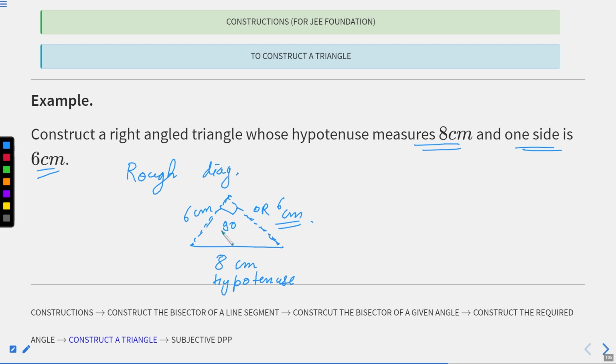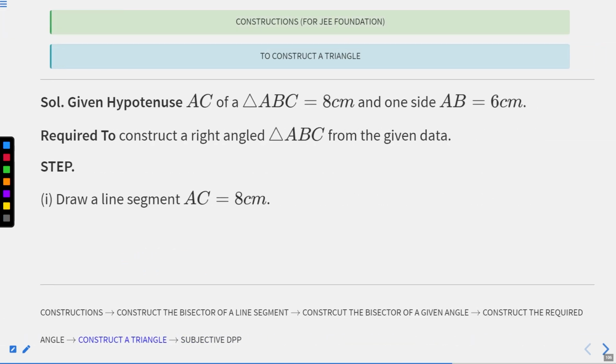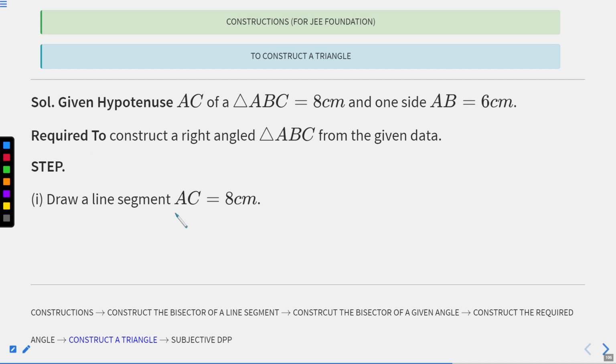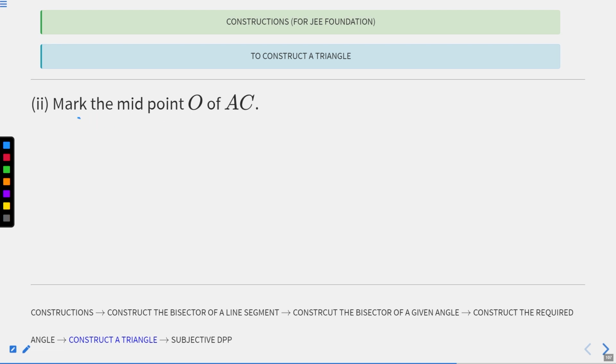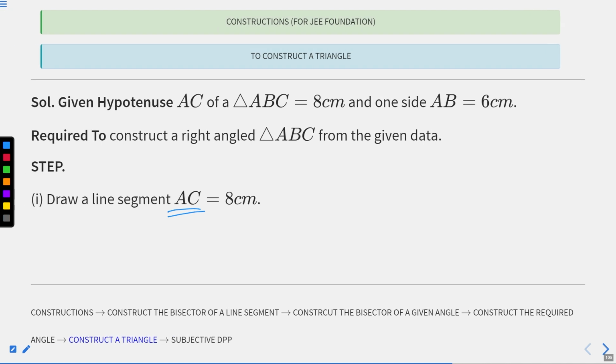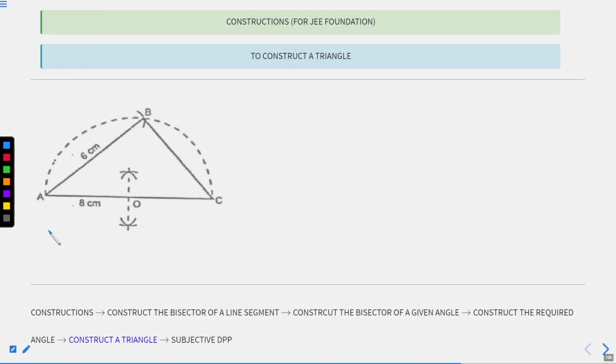So how are we going to do this? Let's see. First of all, draw a line segment AC of 8 centimeters and mark a midpoint O on AC. I hope this is clear. So the whole AC is 8 centimeters and O is the midpoint. That means this is 4 and this is also 4 centimeters.